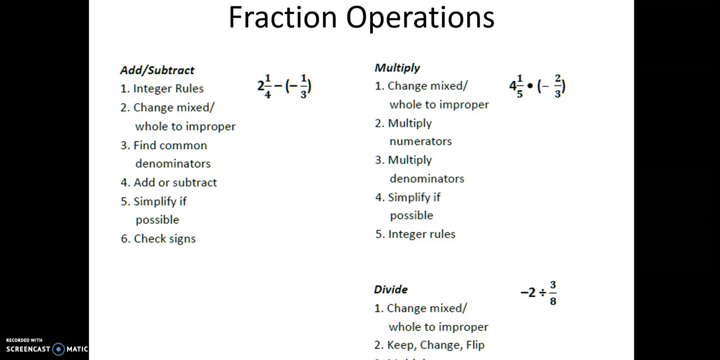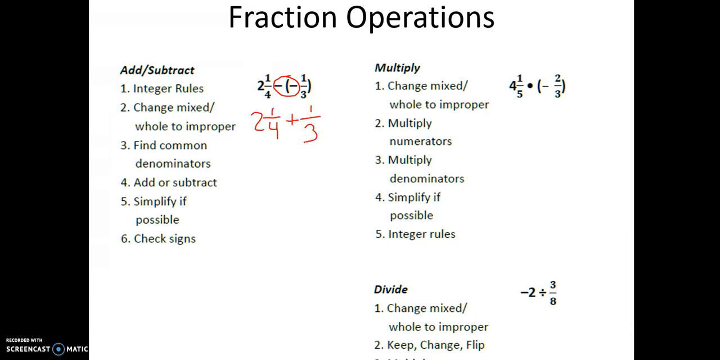Okay, so if we're looking at fraction operations and adding and subtracting fractions, it says look at our integer rules first. I see two signs together, so a negative and a negative is a positive. It's a double negative there. So 2 1/4 plus 1/3.